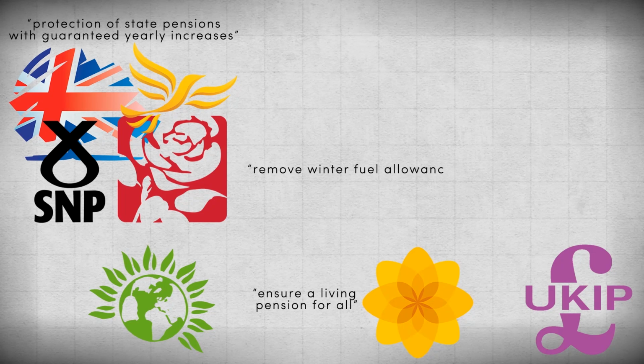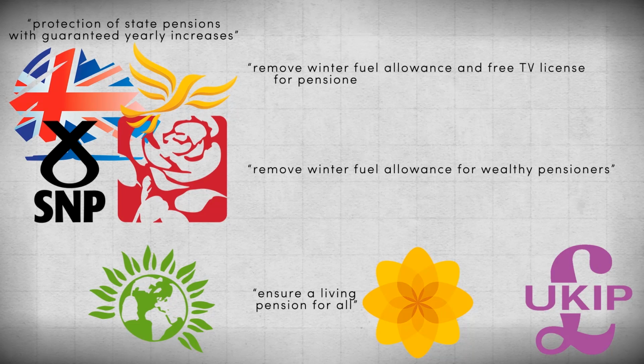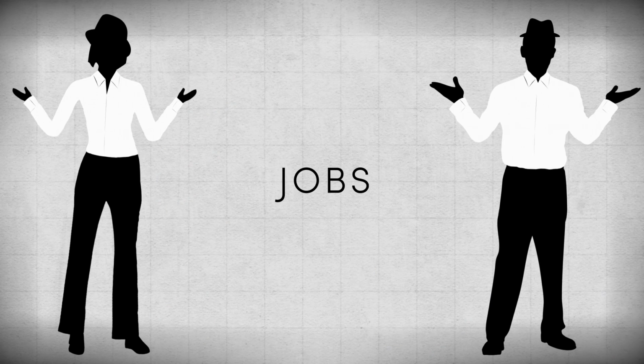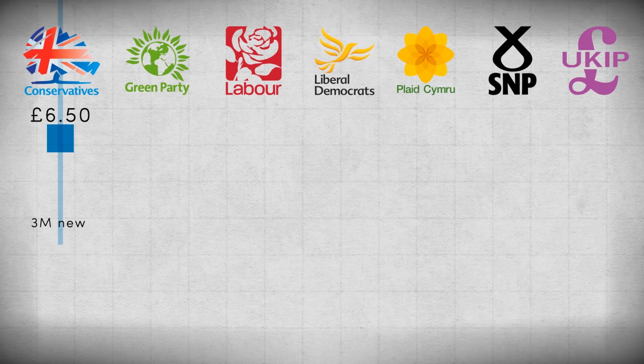though Labour is proposing to remove winter fuel allowance for wealthy pensioners, and the Liberal Democrats want to remove winter fuel allowance and free TV licences for pensioners on the 40p income tax rate. And what about jobs to reduce the number of people requiring benefits? The Conservatives are planning to create 3 million new apprenticeships.